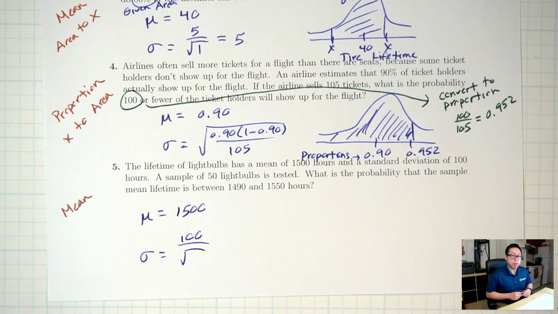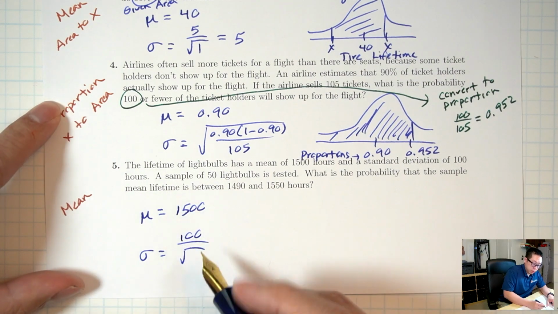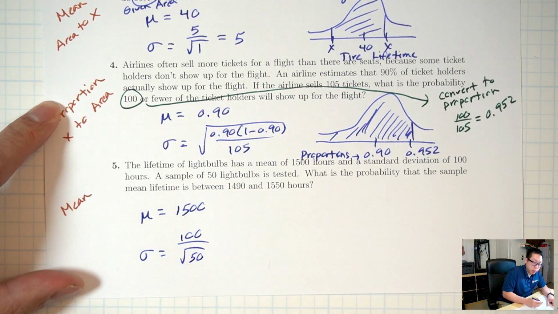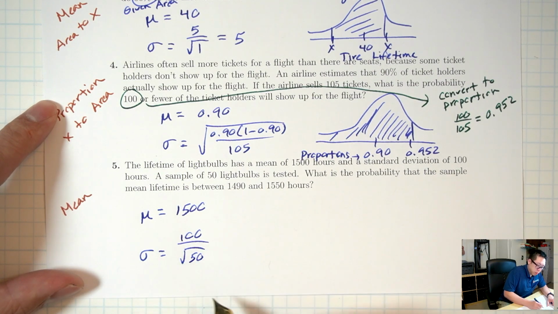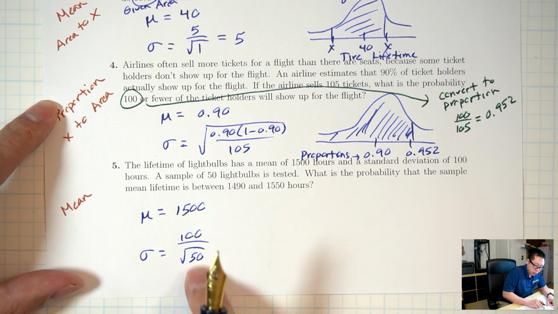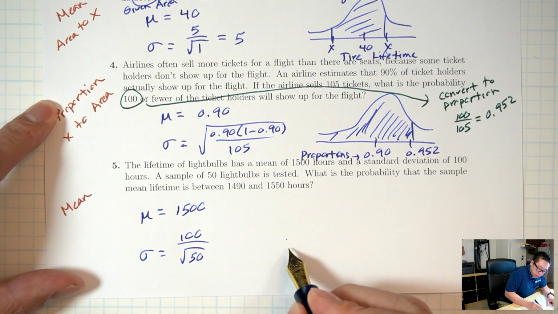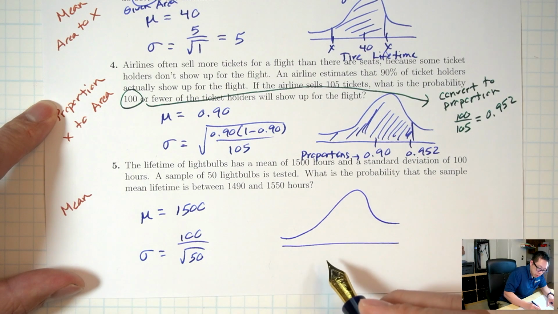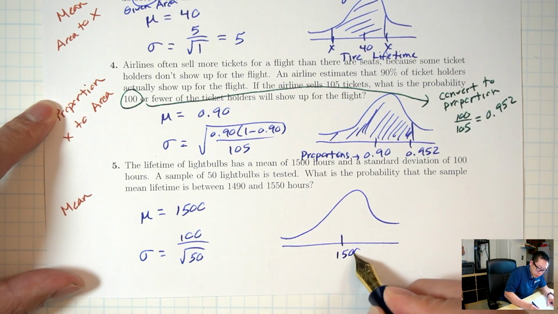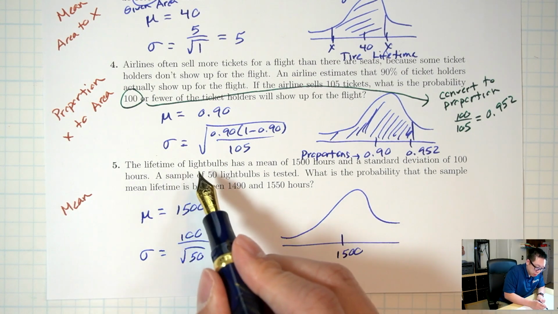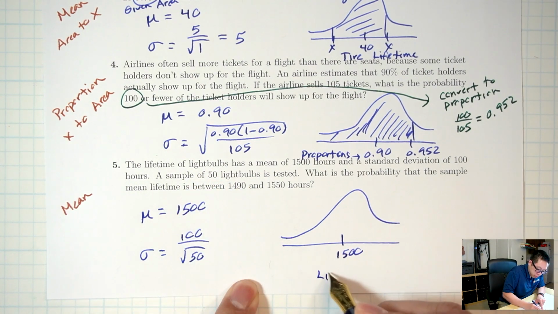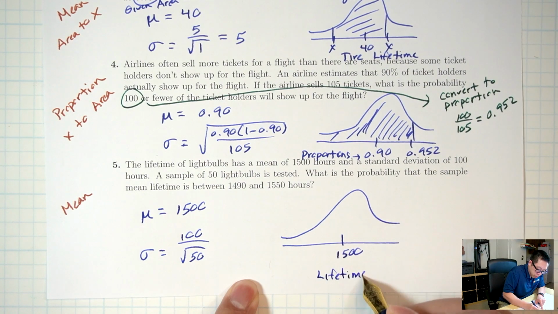Are we given a sample size here? Yes, we are, right? A sample of 50. So if you're given a sample size, put it there. If you're not given a sample size, put a 1. Okay, so we do have to adjust the standard deviation here. And in the picture, put the mean in the middle. It's the 1500. And label what this x-axis represents. It's lifetime. Or hours.